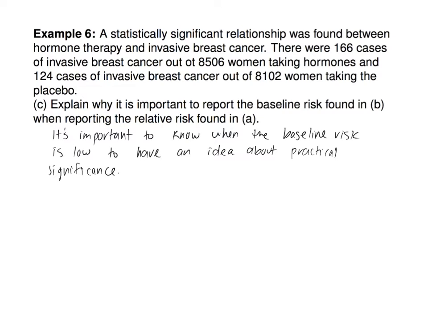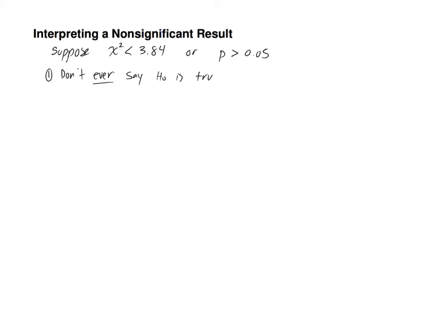And the very, very last thing before we go away for the weekend is what to do with a non-significant result. What this means is, suppose your chi-squared is less than 3.84, or your p-value is bigger than 0.05. The first thing is, you don't ever say H naught is true. What you say instead is you fail to reject H naught. You didn't prove it's true, you just showed that it is at least plausible.